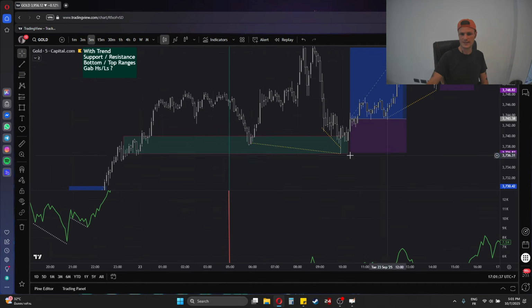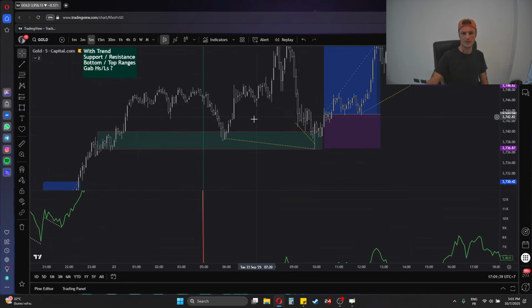Moving on to the next day, so new day. We're now entering Asia pre 7 a.m., an hour before the actual 7 a.m. open, we have a first low that is created.